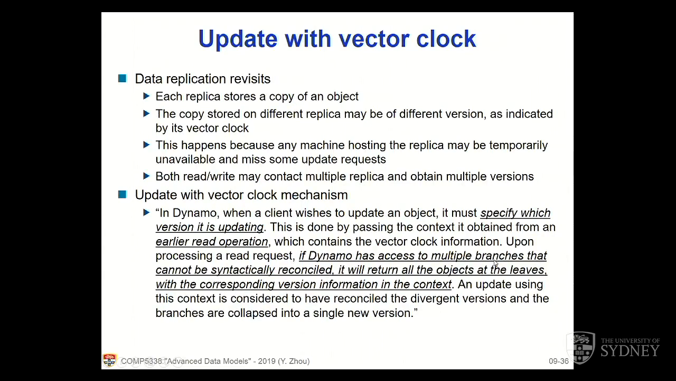When we process a read request, if Dynamo accesses multiple branches that cannot be resolved, meaning we cannot establish the order, it will return all of them with their corresponding versions. This can be returned directly to the client for the client to resolve, and then sent back together with the write. The write will record all of them, so that the latest write descends from all the previous branches. Now we're merging them together.